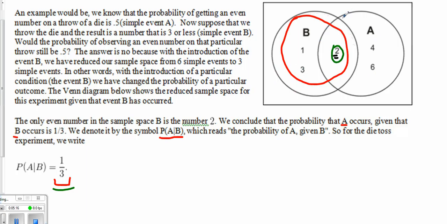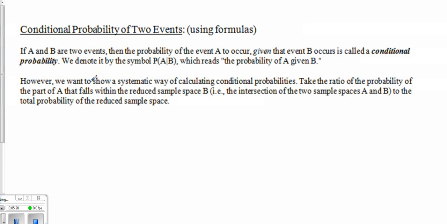So it's a little bit easier to see it when we think of it as a Venn diagram, but we can also calculate it using formulas. If we have A and B again as our two events, we're going to keep them the same: A meaning the even numbers and B meaning 3 or less.